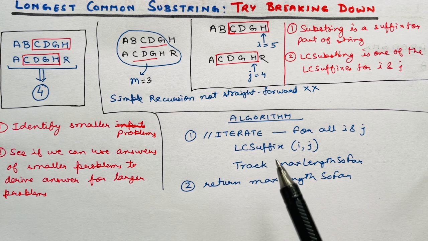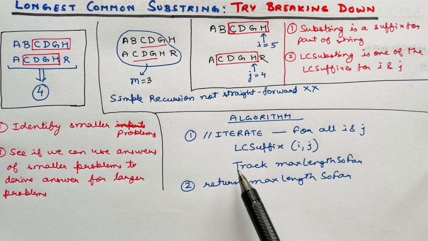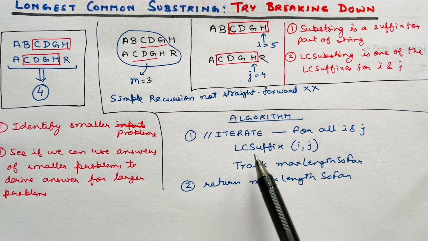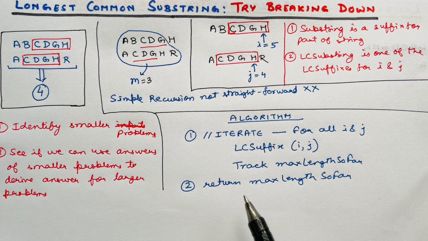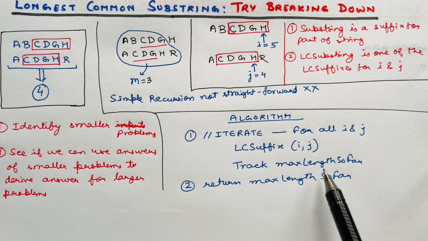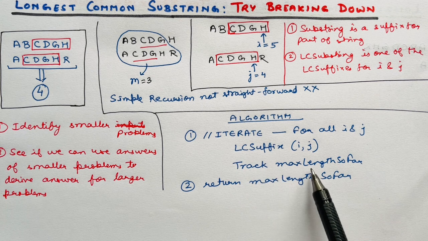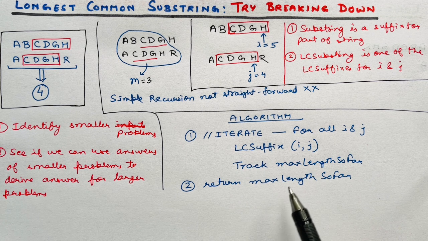Now, in such two strings, what is the longest common suffix? We can get that, and then this will denote one of the common substrings between S1 and S2. Now we are concerned with the longest one, so we will need to track the length of the longest common suffix seen so far. We can track this in a variable max length so far, and whenever its length is greater than this, we will update its value. Finally, when we are done with all the iterations, we will return max length so far.